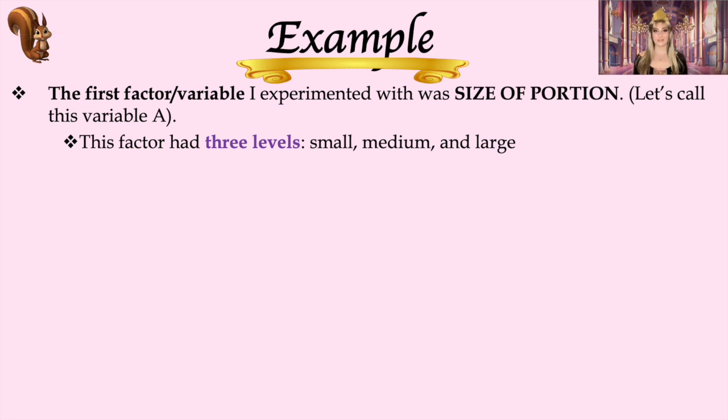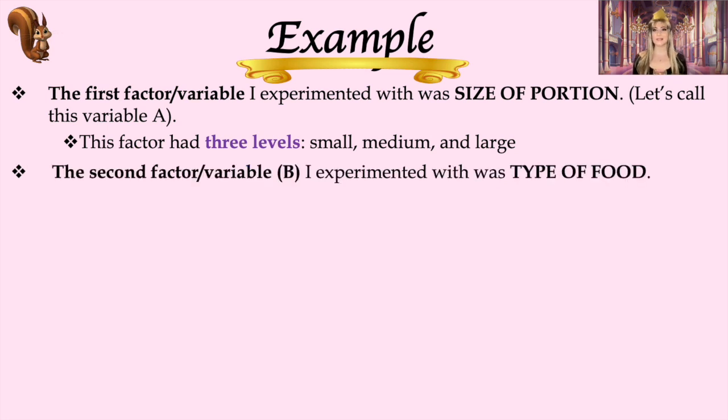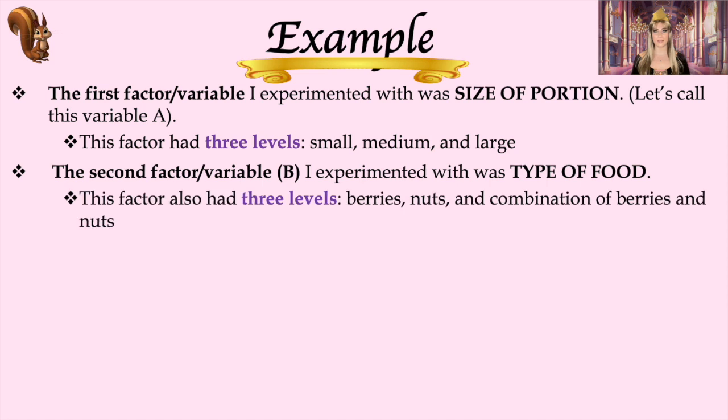The second factor, which we'll call variable B, I experimented with was the type of food. And if I think about how many levels that one has, that one also has 3 levels because I gave the squirrel berries, nuts, and a combination of berries and nuts.